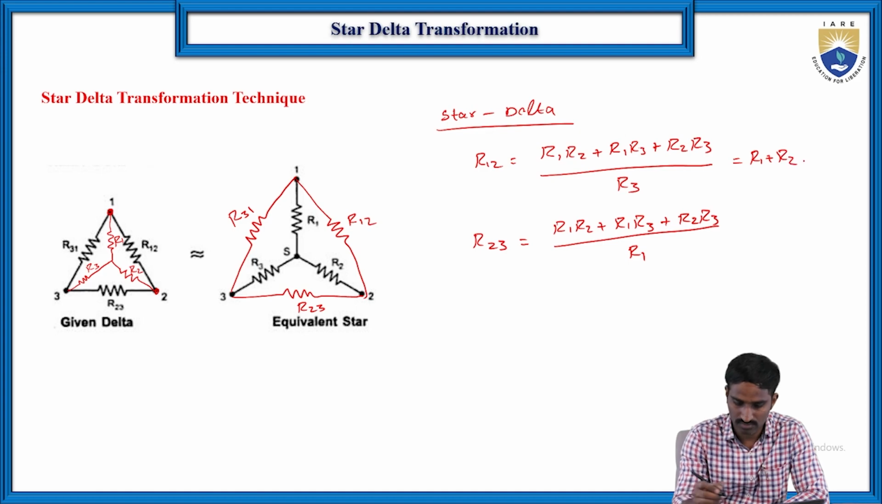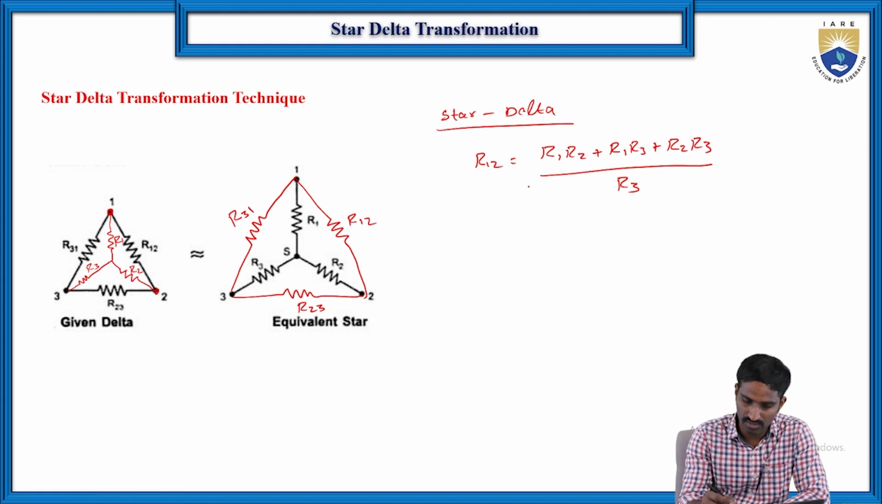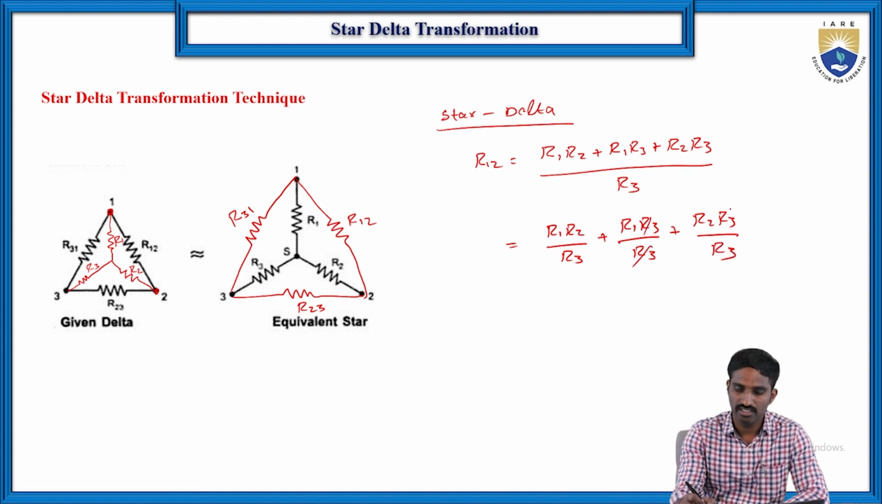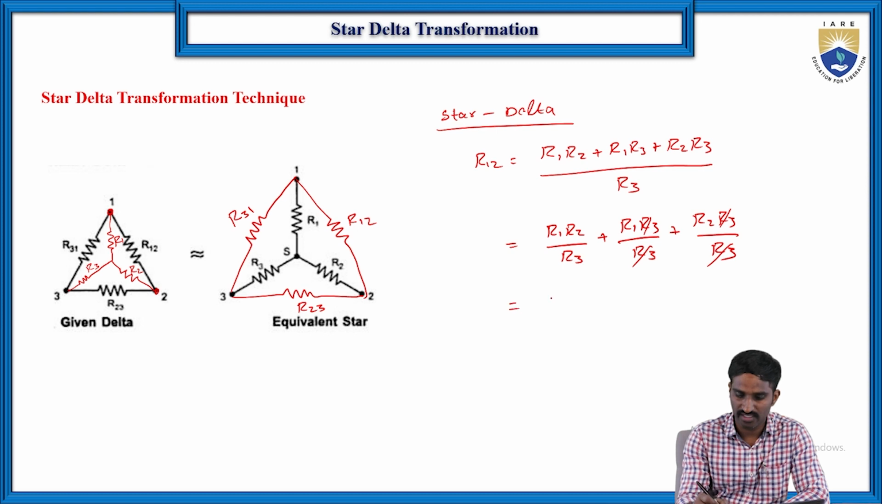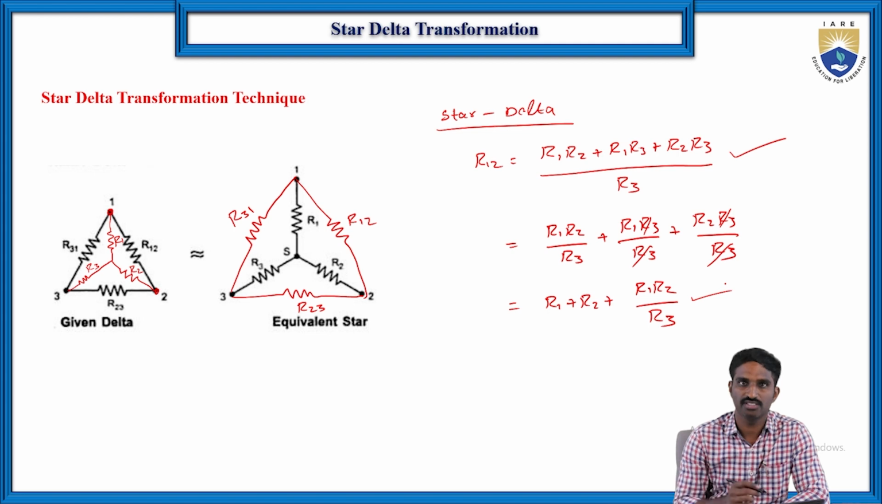Let me write it here itself so that you won't get confused. If you simplify, you will get R1 R2 by R3 plus R1 R3 by R3 plus R2 R3 by R3, right? So R3 gets cancelled, R3 gets cancelled. Then you can write this as R1 plus R2 plus R1 R2 by R3. So either you can write it this way or this way.